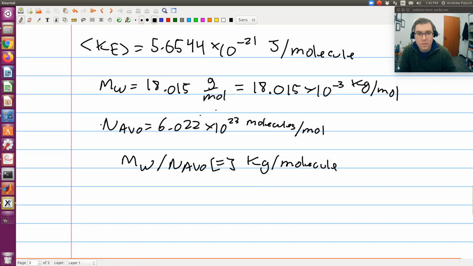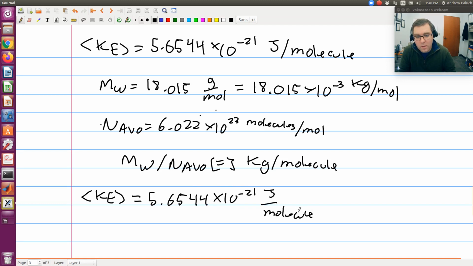Okay. So if I take my kinetic energy, if I write this out, first what I'm going to do is get this on a per mass basis. I'm going to get joules per kilogram. So I write this out as 5.6544 times 10 to the negative 21. That's joules per molecule.